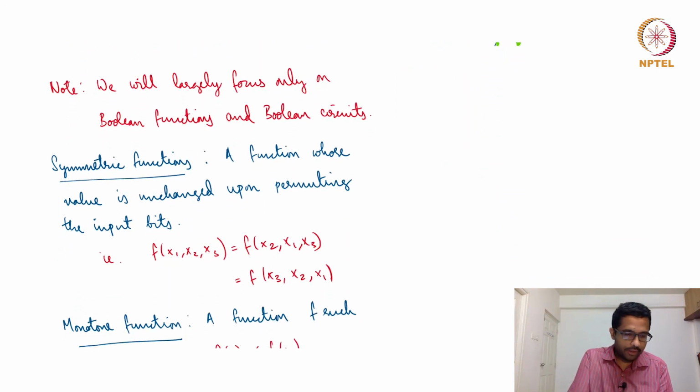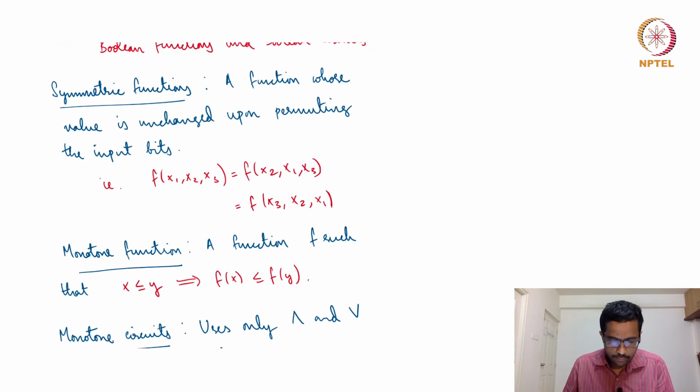Another point is that I haven't said explicitly, but from now on we will only be focusing on Boolean functions and Boolean circuits. Boolean functions means {0,1}^n going to {0,1}. You could have arithmetic circuits that deal with numbers over a field and so on, but we will not be looking at that, at least in the next few lectures.